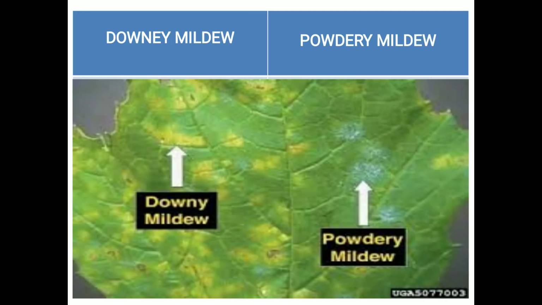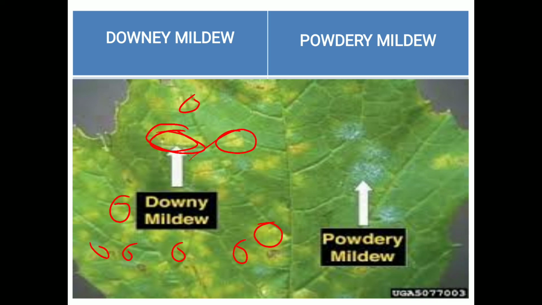Next one, the last one, is downy mildew and powdery mildew. Very simple. Downy mildew means what? On the upper surface of leaves, chlorotic patches are observed, and on the below side, whitish powdery growth is observed. That's why it is called downy. Downy means on the downside or lower side, growth of fungus is observed. Mildew means growth of the fungus. So downy mildew means powdery or fungal growth is observed on the lower side of the leaves, and on the upper surface only chlorotic lesions are observed.